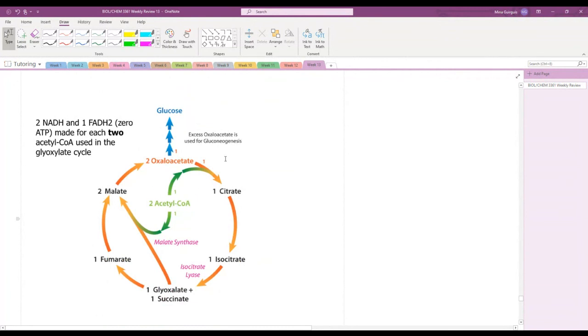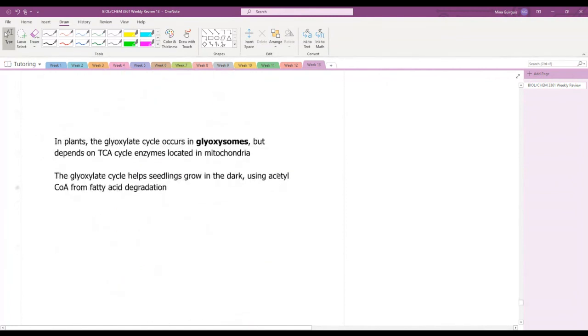Okay. So yes, excess oxaloacetate is used for gluconeogenesis, so we can get a little bit more glucose out of it. Great. But this is, again, per 2 acetyl CoA, whereas for us, a single acetyl CoA gives us 3 NADH and 1 FADH2. So this is relatively inefficient energy-wise, but it's there because they have to conserve their carbon. Okay. All right.